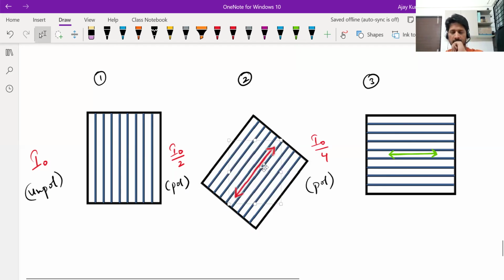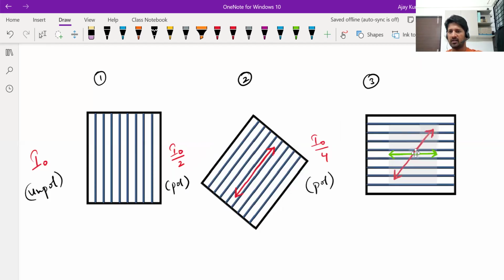I see, I naught... will it become I naught by 6? How can it become I naught by 6? What formula are you using? Sir, so half means I naught by 8. It gets halved. Why it gets halved also we can discuss.